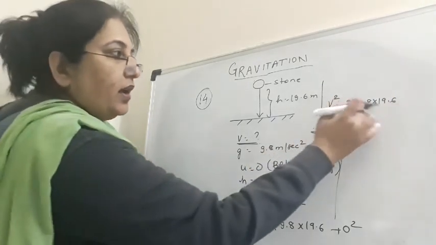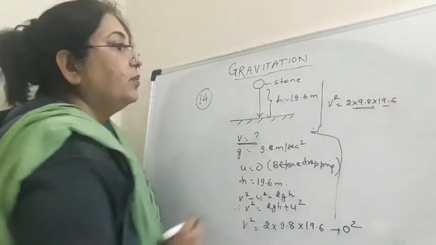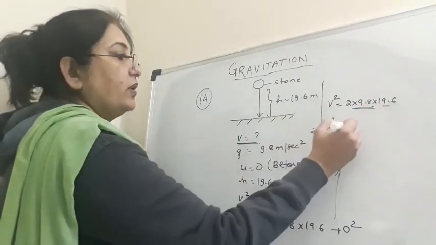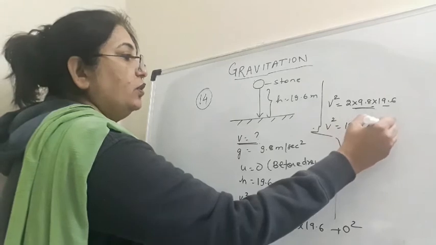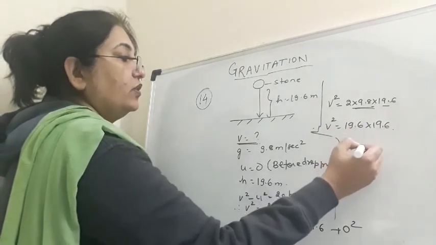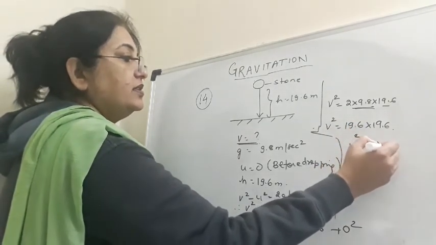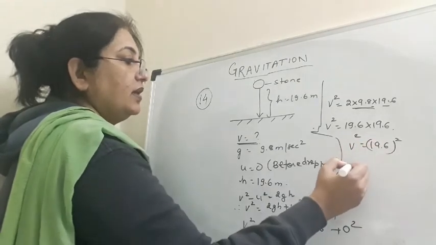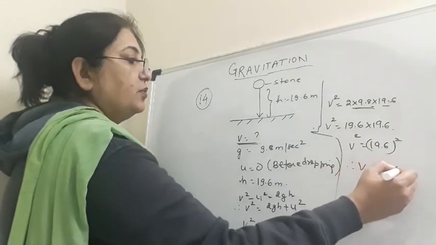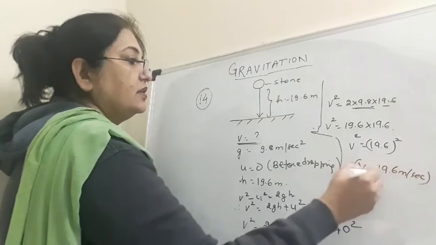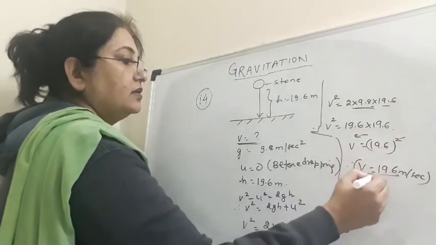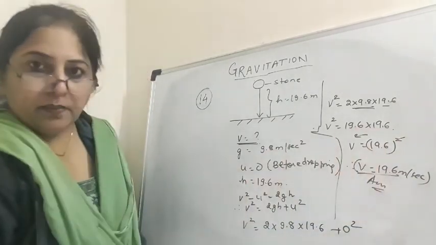Now children, 2 into 9.8 is also equal to 19.6. So we can write v square is equal to 19.6 into 19.6. Therefore, v square is equal to 19.6 the whole square, and that is equal to v is 19.6 meters per second. So this will cancel and this is the answer. So very simple to understand.